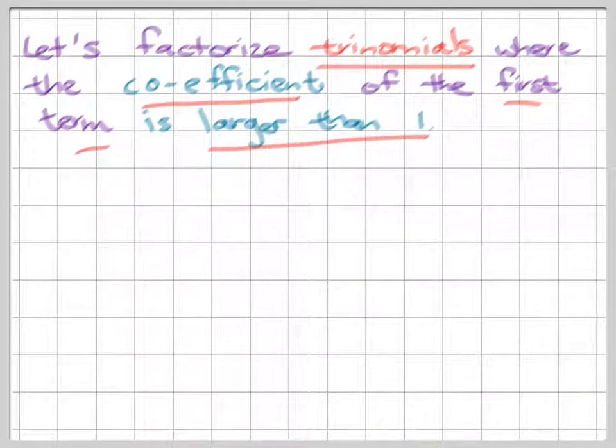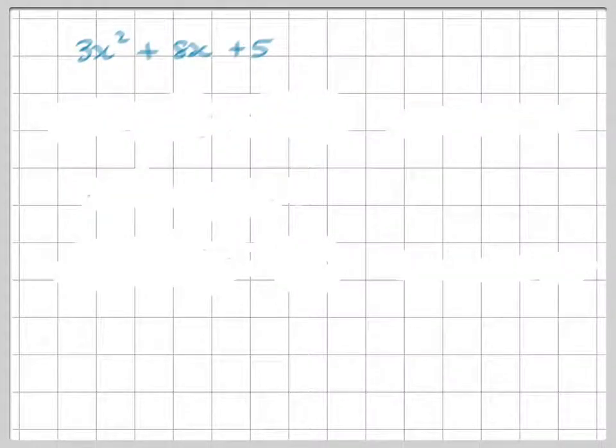Today we're going to look at factorizing trinomials where the coefficient of the first term is larger than 1. Okay, it's bigger than 1. So let's look at this one here. We can see the coefficient of the first term is 3. It's larger than 1. It makes life a bit more complex when we have to split it into the two brackets or the two parentheses when we factorize, but it's not so bad.